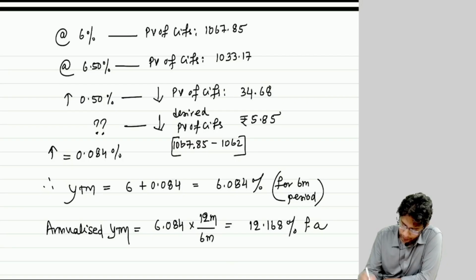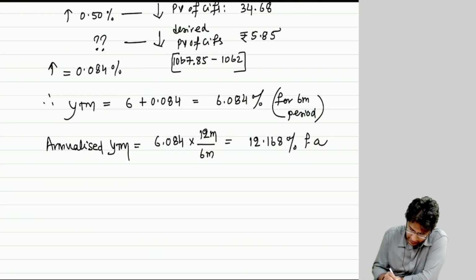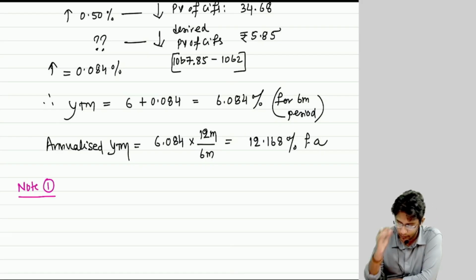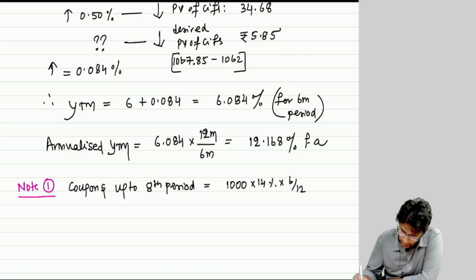Okay. Now, a couple of note points you write here. It will be safe for you. Later on, it will be easy for you to understand. Note point 1. Coupons up to the 8th period is equal to 1000 into 14% into 6 by 12, which is equal to 70.